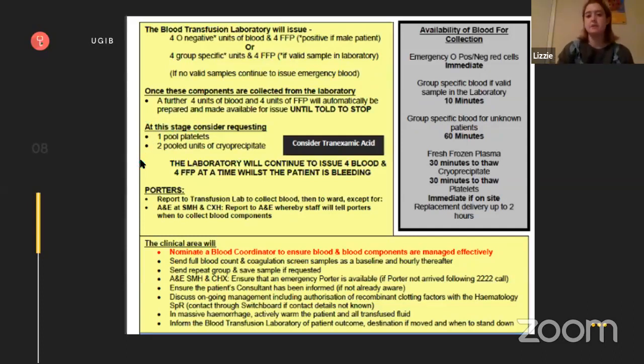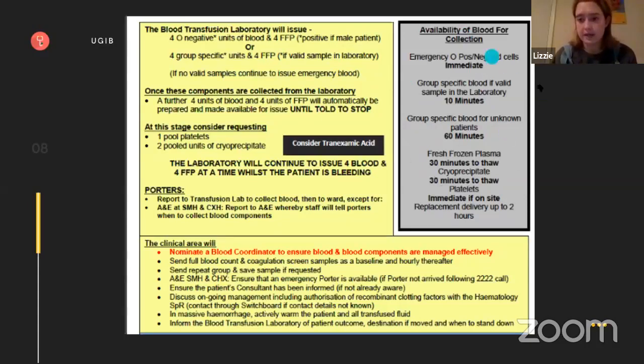And again, it is the responsibility of the person who is ringing and liaising with the lab to ring them and get that blood organised. And remember that that person needs to tell the lab if the patient has sadly passed away, or if the patient is going to theatre, or they have now been stabilised. They need to ring them and say, we no longer need you to keep producing pack A or pack B.